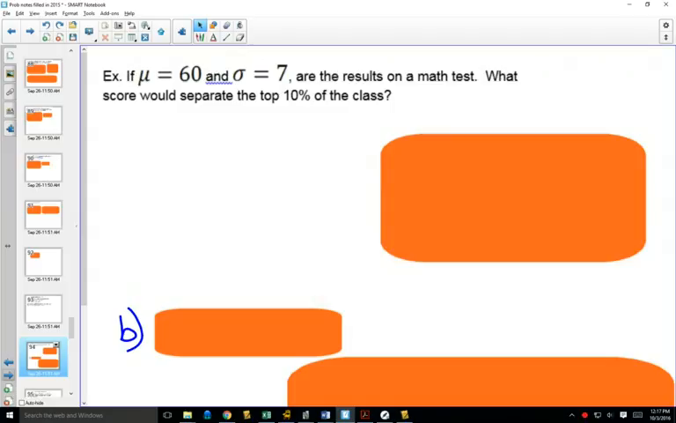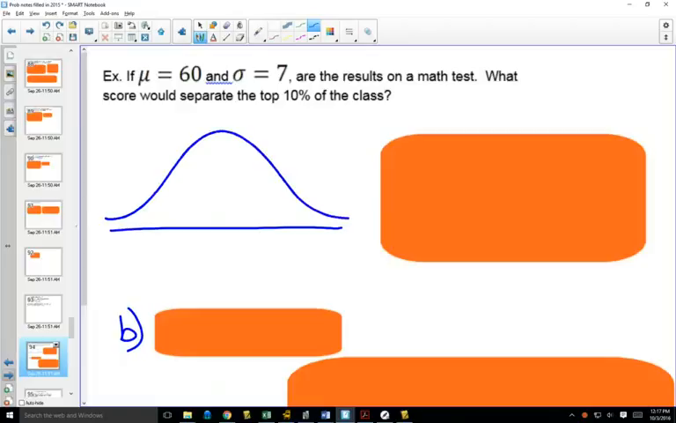So again, I'm going to draw a picture of this one. We've got our bell curve. We know that our average is 60. Up 3 standard deviations, down 3 standard deviations.